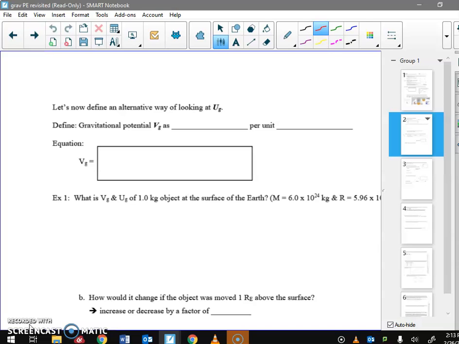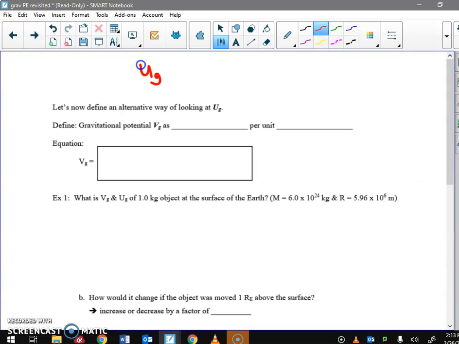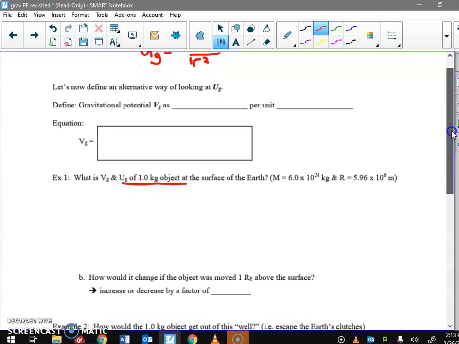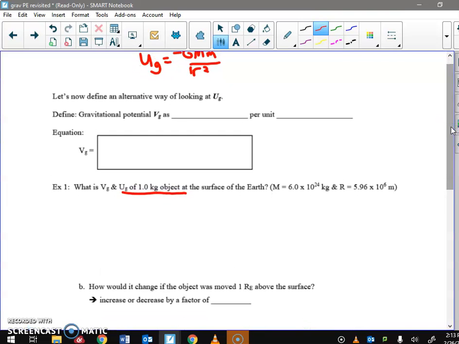So we defined gravitational potential energy, UG, as negative GMm over R squared. And I believe in the other tutorial we solved for what that value is for a 1 kilogram object on the Earth. But what I didn't do, and I have since added since I made the tutorial, is another definition, something called gravitational potential. And I know this is going to be confusing to you, but we'll work through it.